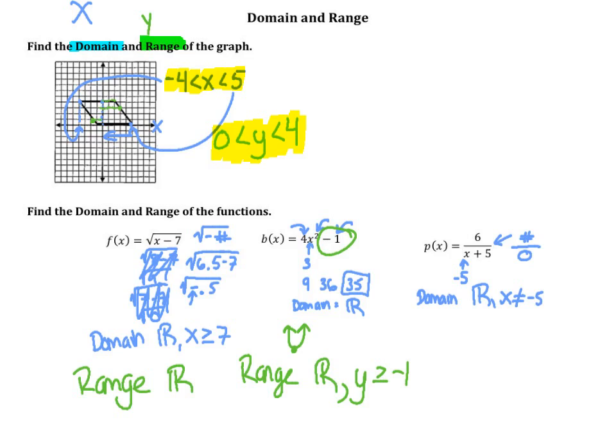To find the range of the third function, you're going to take your numerator and set it equal to 0. Now, if there were a variable, you would solve for it. So ask yourself, does 0 equal 6? The answer is no. So your range is going to be all real numbers, except y cannot equal 0.